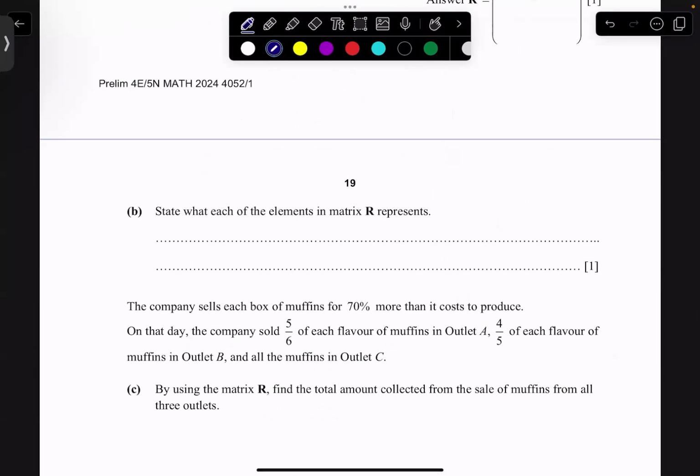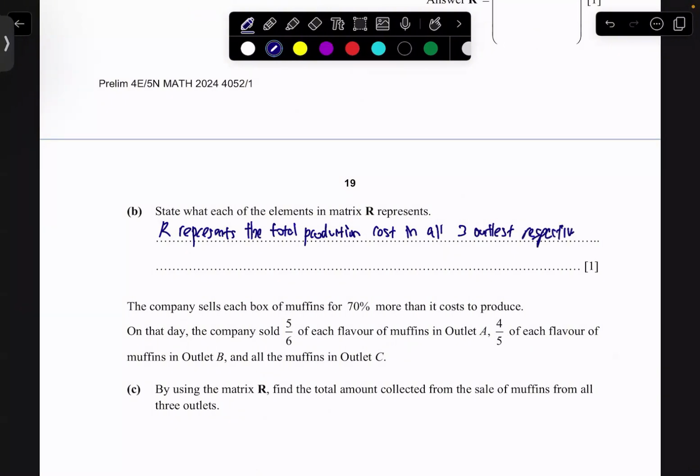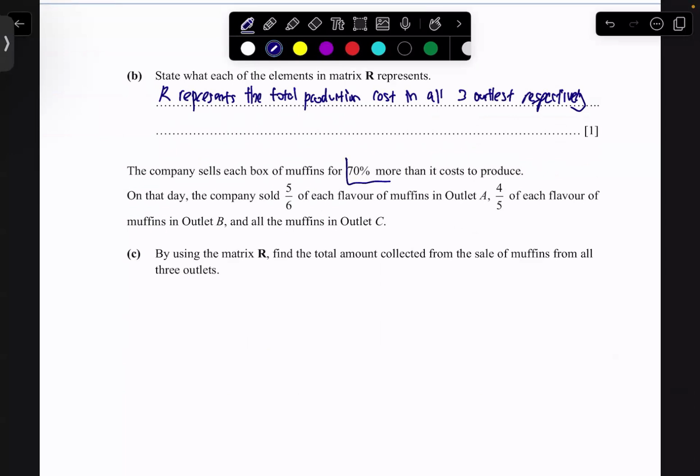So this is the answer, right? State what each of the elements in R represent. R represents the total production cost in all 3 outlets respectively. The company sells a muffin for 70% more than the cost to produce. Cost is 100%, so the sale must be at 170%.